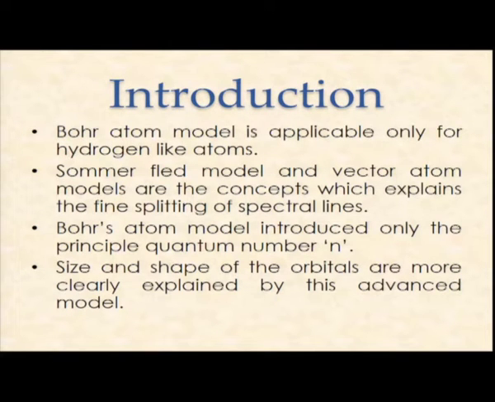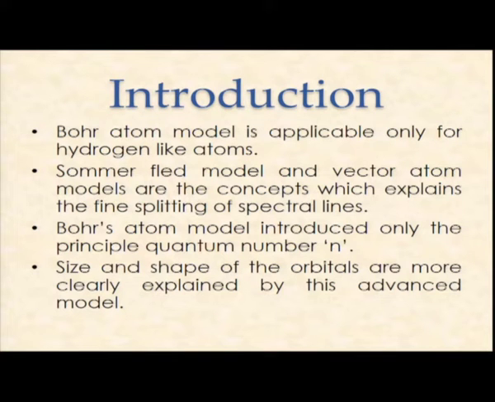In the previous lecture, we discussed the Bohr atom model, an important one in the history of atomic physics, which throws light on many fundamental concepts about the atom. This Bohr atom model is applicable only for hydrogen-like atoms, that is, atoms which have only one electron in the outermost orbit. Sommerfeld model and vector models are the concepts which explain the fine splitting of spectral lines.